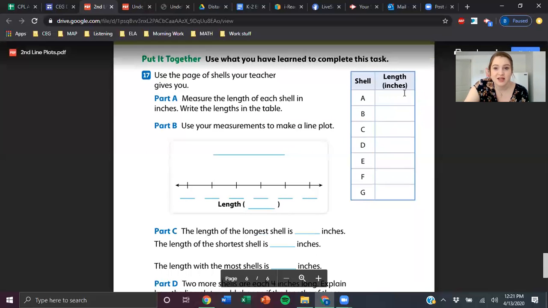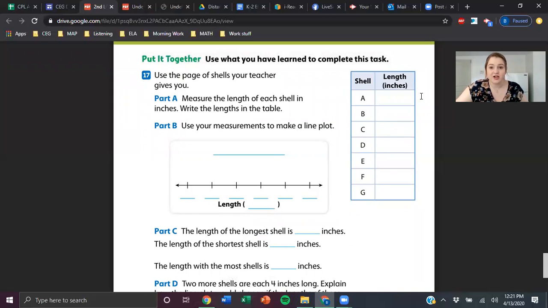Okay, so first let's go through the length in inches of each shell. Shell A is 6 inches. B, 4 inches. C, 3 inches. D, 4 inches. E, 5 inches. F, 6 inches. And G, 6 inches.